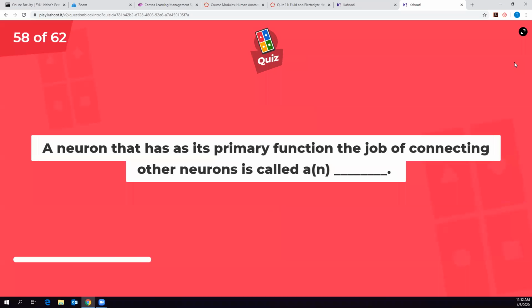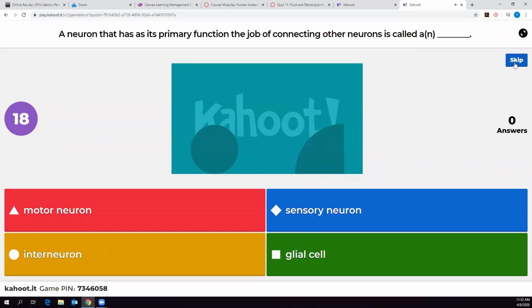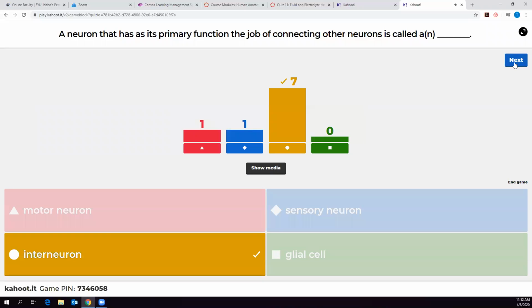Okay, a neuron that has a primary function of connecting, I thought that said collecting, whose primary job is connecting other neurons is called... Yep, it's an interneuron. Good job.